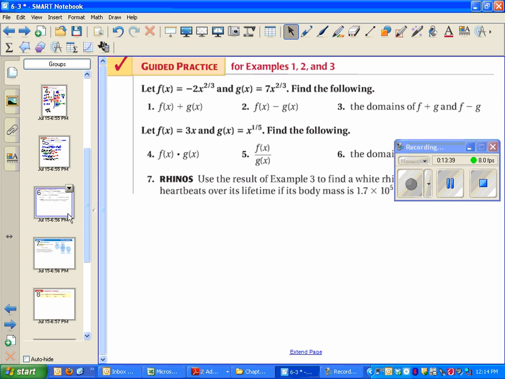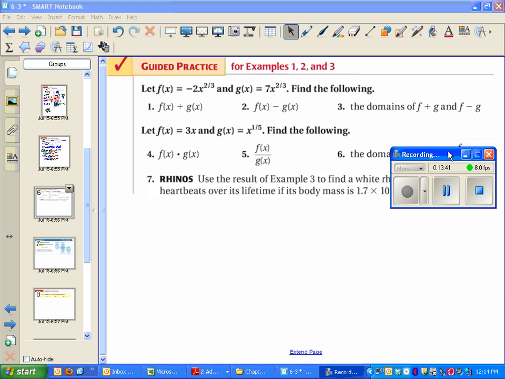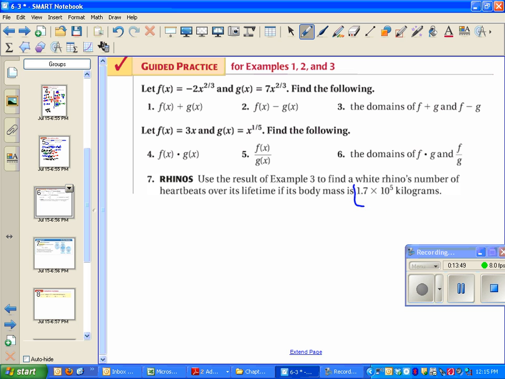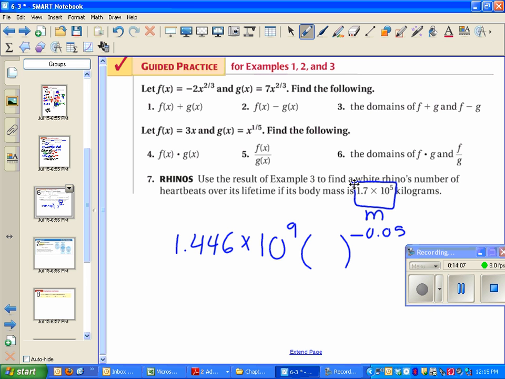For guided practice, it's very similar to what we did in examples 1 and 2. And then for number 7, this is the body mass, right? That is m. So we found our equation: 1.446 times 10 to the 9th, and then this was m to the negative 0.05. So all you're doing, if that's m, you're just taking this and plugging it right there. All right, so have fun with that with your calculator.